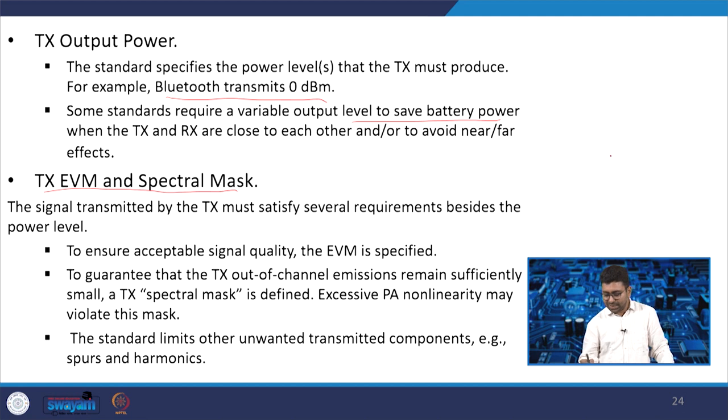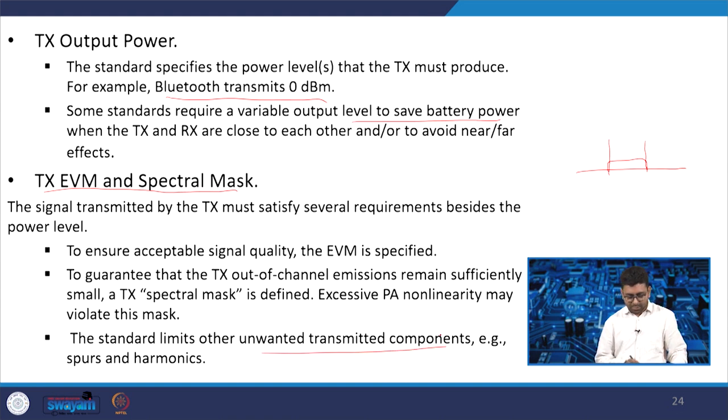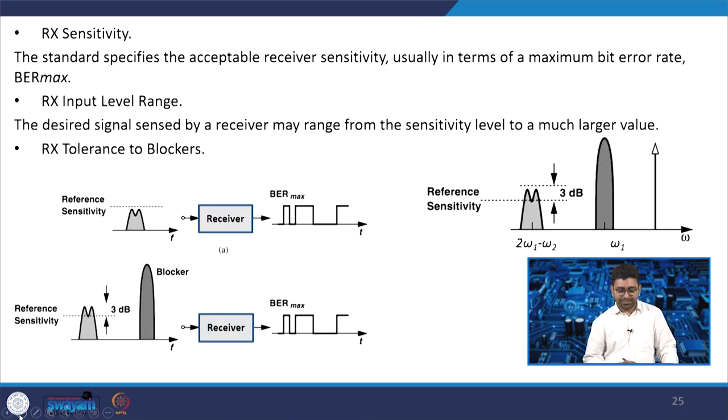The spectral mask is nothing but how you can mathematically define the sub-band and frequency band accurately, so that the co-channel and adjacent channel can easily be cancelled out, and you can put a sharp filter before transmitting the signal. That is also defined when we are defining the wireless standard. The standard also limits unwanted transmitted components, spurs or harmonics, which are discussed and provided.